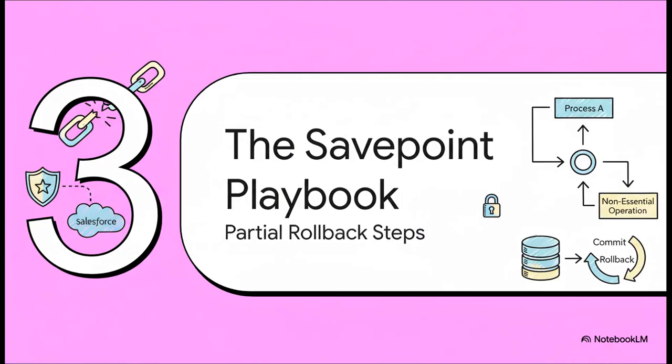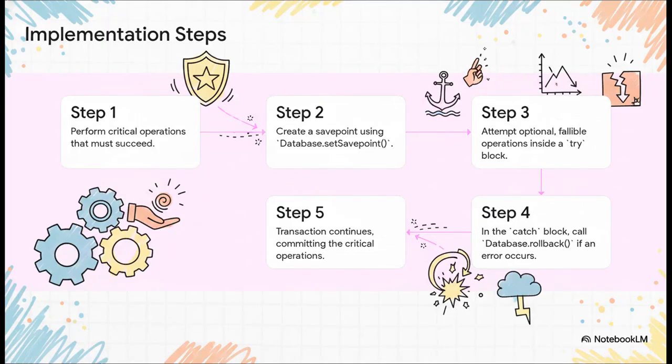Okay, so how does this actually work in your code? It's actually a surprisingly simple pattern. Let's walk through the play-by-play for setting up a partial rollback. Now, the order here is everything. First, you do the stuff that absolutely must succeed. No questions asked. Then, right after that, you set your save point. That's your safety net. From there, you try to do the risky or optional work inside a try block.